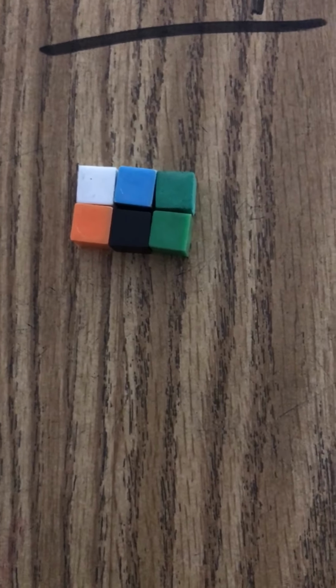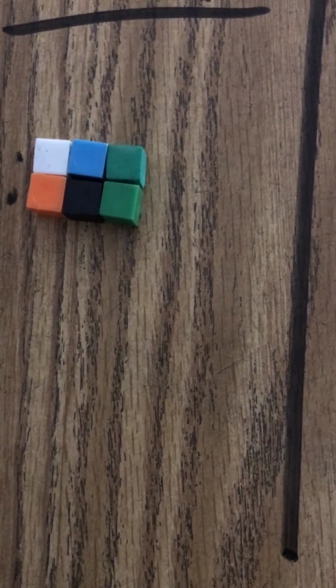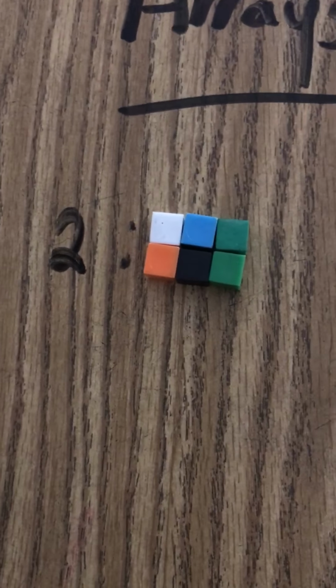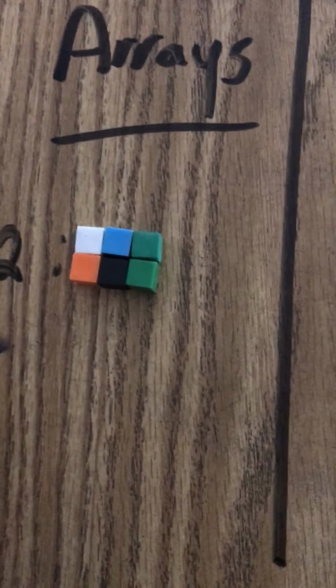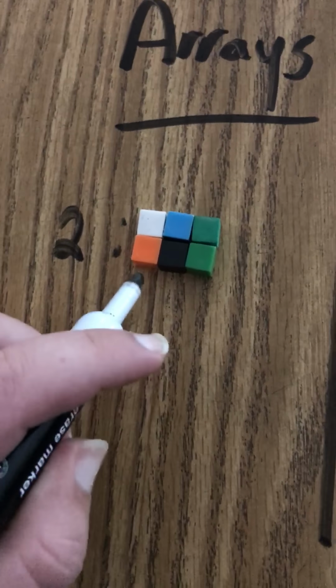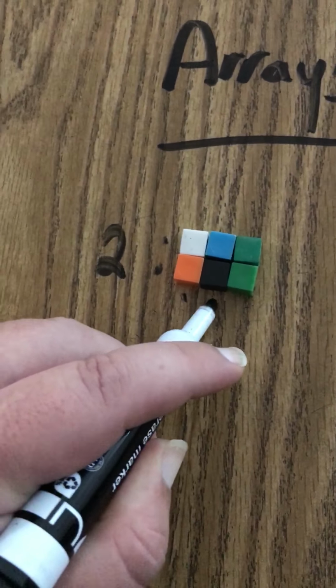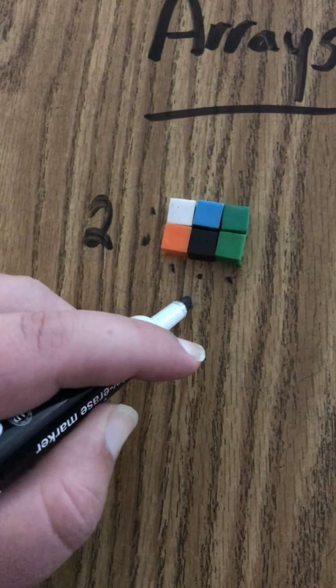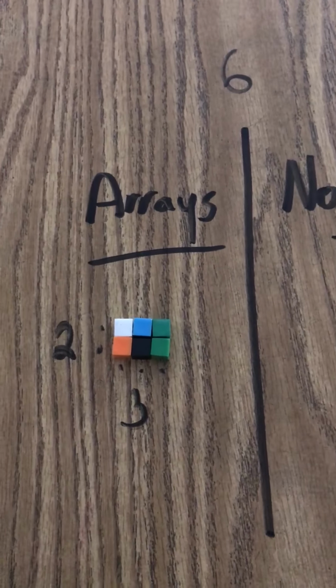Well, first it has to have the same number of rows, and this has 2 rows. So 2 is a factor of 6. And it has to have the same number of columns. 2, 3. It has 3 columns. So 2 of the factors of 6 are 2 and 3.